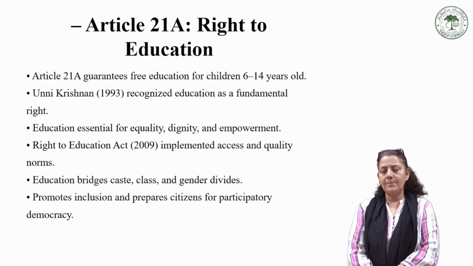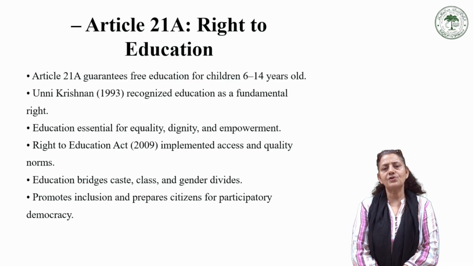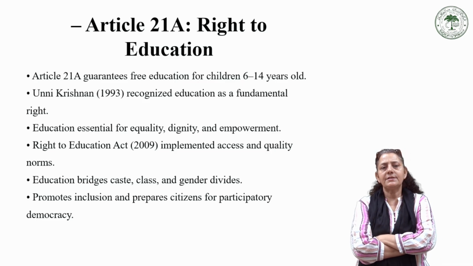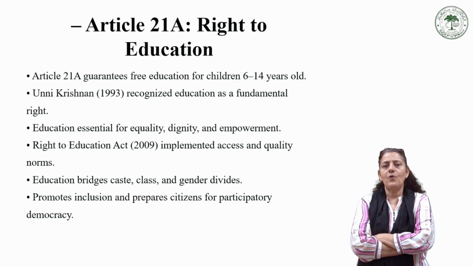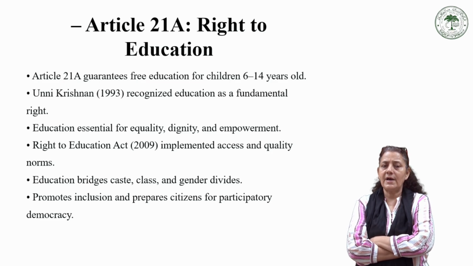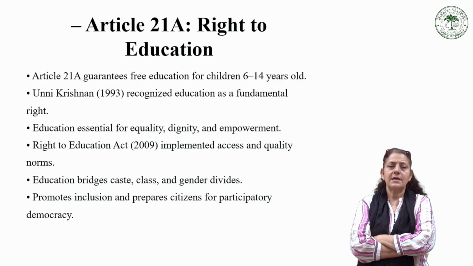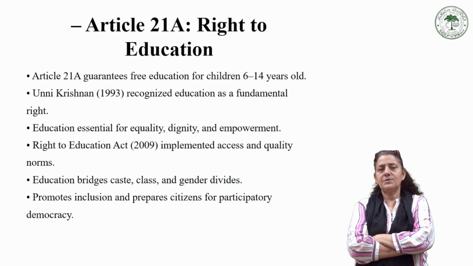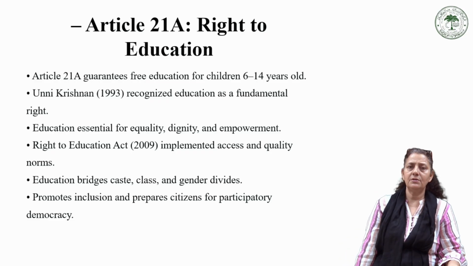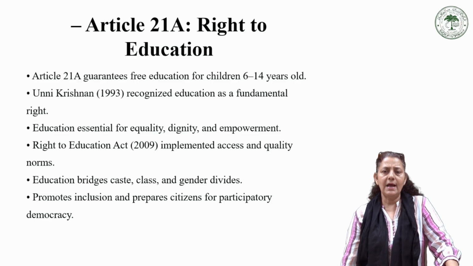86th Constitutional Amendment Act inserted Article 21A, making education a fundamental right for children aged 6 to 14. The transformation was grounded in the Supreme Court's interpretation in Unikrishnan versus State of Andhra Pradesh, 1993, which recognized education as essential for realizing other rights. The court held that the state must provide free and compulsory education to ensure social and economic empowerment. It also highlighted that illiteracy undermines equality and liberty.